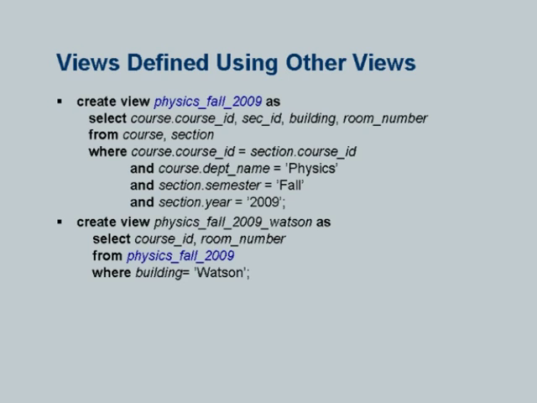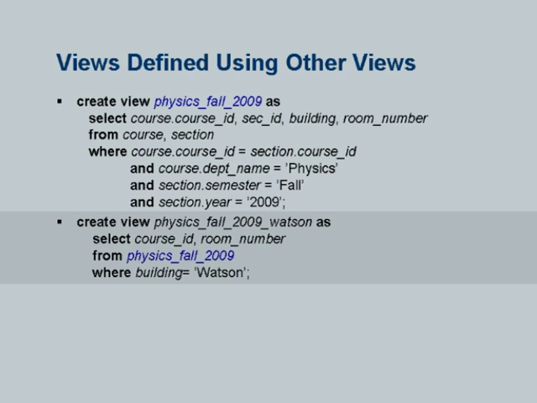So maybe, if you want to display on your physics website what courses are offered in this particular year, you may use a view like this. Now, the next one is actually taking a subset of that. Each of these courses, course sections, may be running in a different room, and these rooms may be in different buildings.